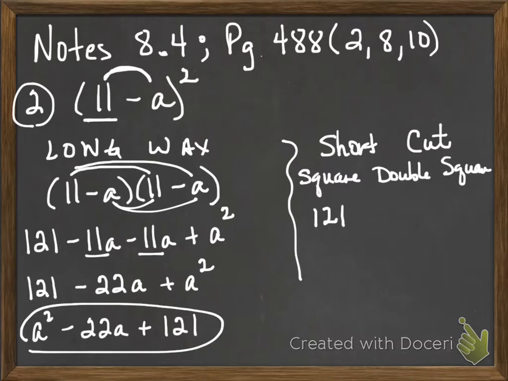You will multiply the two terms together. That's going to give you a negative 11a, and you're going to double that. So a negative 11a and a negative 11a is a negative 22a. So remember, you've got to multiply before you double.